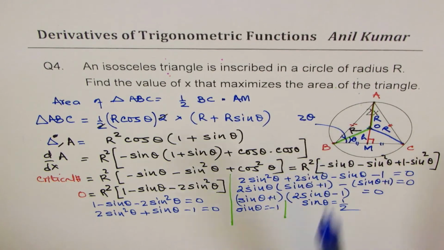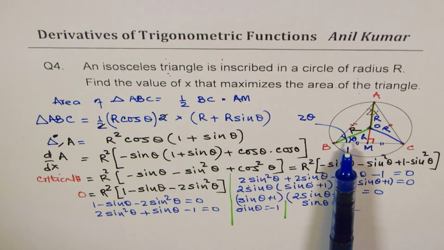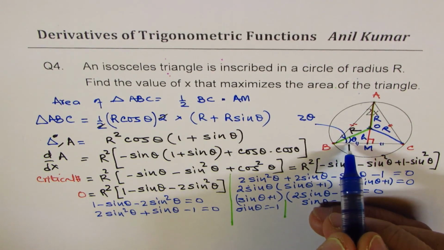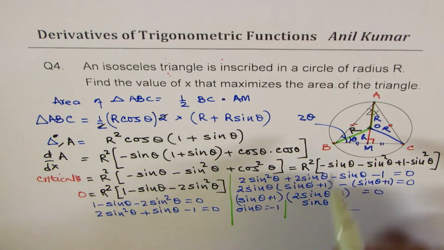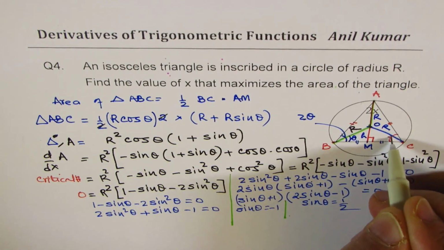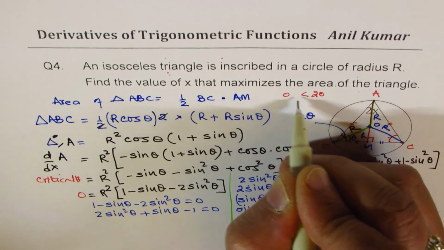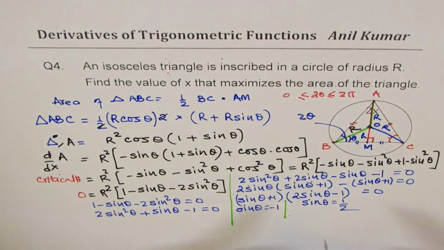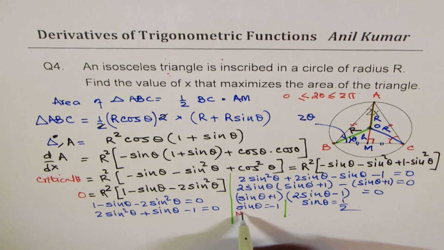Now, if you look into this triangle, the value of theta is just half of the total angle, right? So let me write down here, what are our boundary conditions? Let's try to understand that. This total is 2 theta, they are equal, right? So 2 theta has to be greater than or equal to 0 and less than or equal to 2 pi, correct? So we can never get a negative value. So in this particular case, it is not valid.